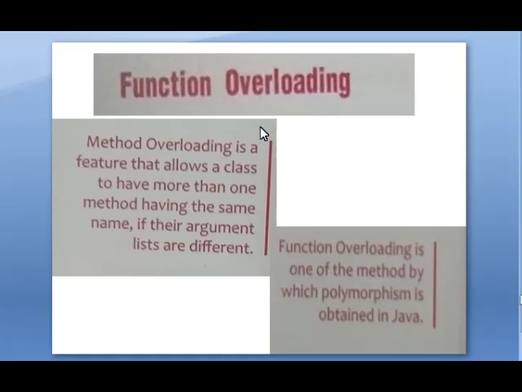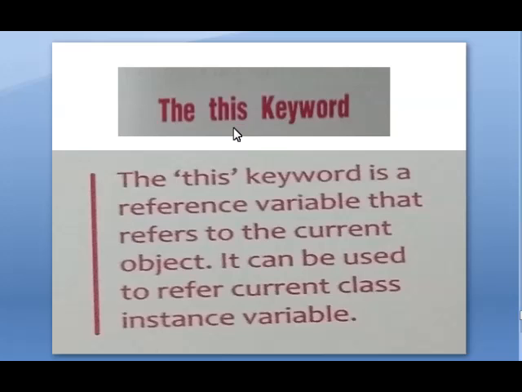The next one is function overloading. Function overloading means if a function is used within another function, it is called function overloading. Method overloading is a feature that allows a class to have more than one method having the same name, with their argument lists being different. Function overloading is one of the methods by which polymorphism is obtained in Java. The next one is the important keyword, the this keyword. This keyword is a reference variable that refers to the current object. It can be used to refer to current variables and instance variables.